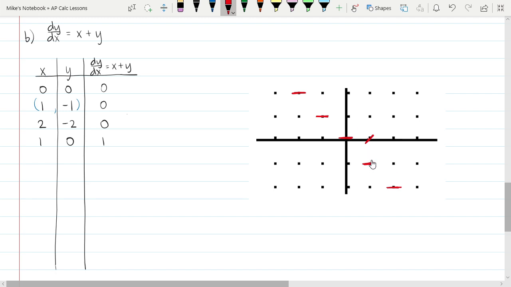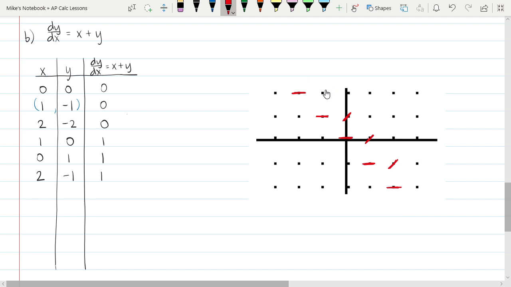So if that pattern holds true, let's see what happens at, say, 0, 1. So at 0, 1, we're going to have 0 plus 1, which is 1. So that also gives us a slope of 1. What about at 2, negative 1? So if x is 2 and y is negative 1, then that's 2 plus negative 1, which is also 1. So that pattern again held. So it appears that this time around, the slopes along this diagonal have the same slope.